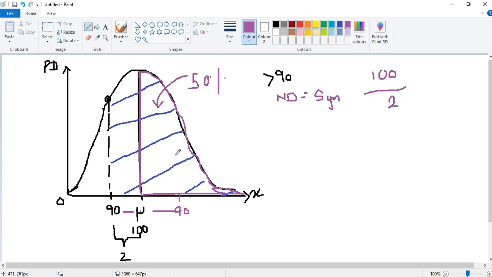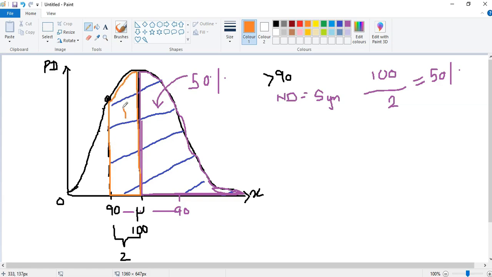Because there are only two sides here, it can only be divided by 2. So by 2 only, the only answer we get is 50%. There is no way we can get more than 50% for one side if you consider all the values. Now, if you consider all the values, it is 50%. But here we are going to consider only values up to 90 from the mean 100.